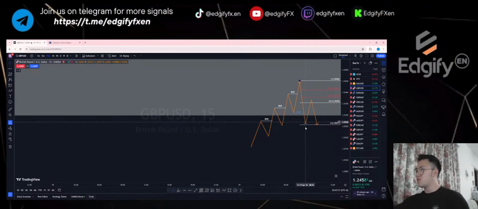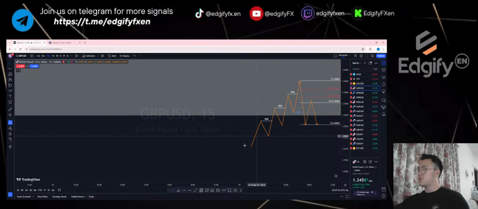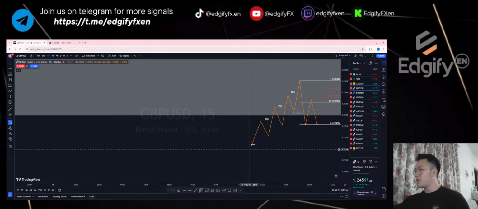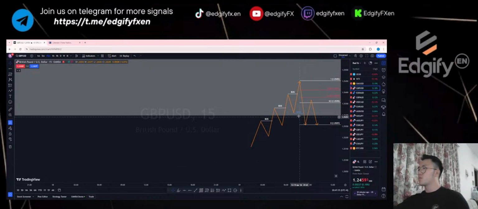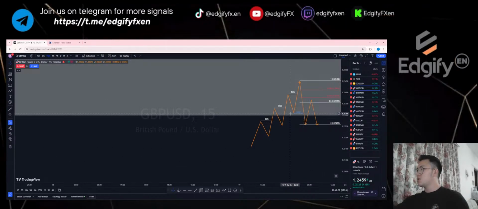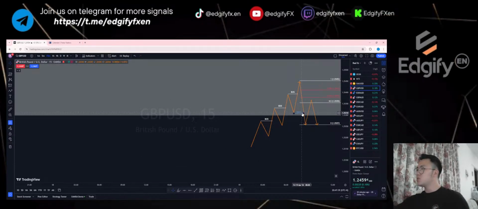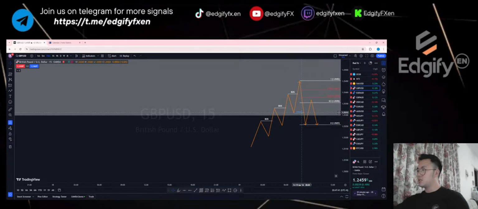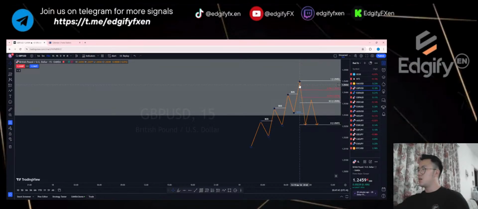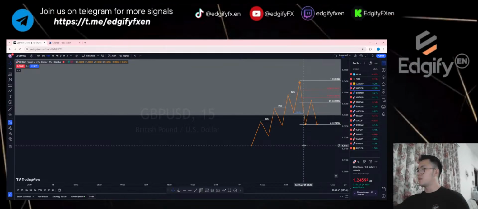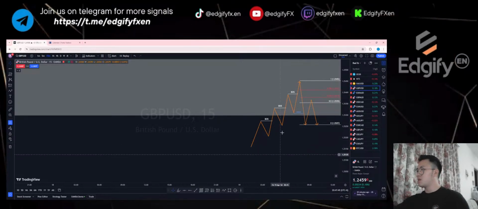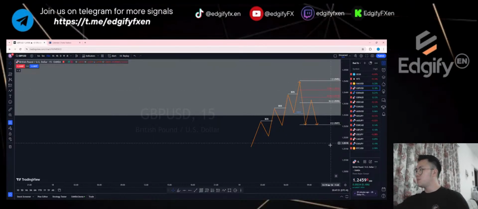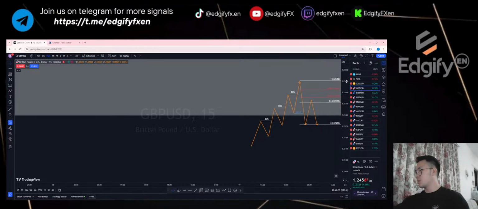So basically, CHoCH is change of character. BOS is a continuous movement, whether it's going up or coming down. Change of character, or CHoCH, in simple terms, is a reversal in the market. If it's going up and a CHoCH happens, it means the market is coming down. If it's coming down and a CHoCH happens, it means the price is going up.